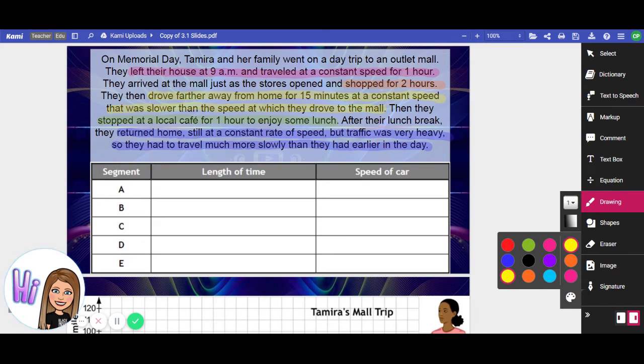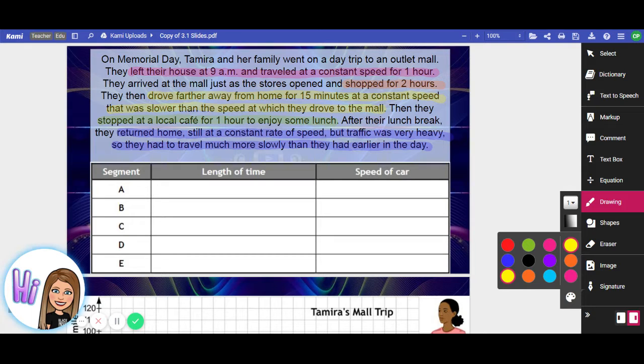Hello, 8th graders, and today we're going to start chapter 3. This chapter is about functions, and our first lesson today is going to be taking some data from actual real life stories and making a graph out of it so we can see how to graph a real life scenario. So, we're going to be starting off with this example with Tamira.